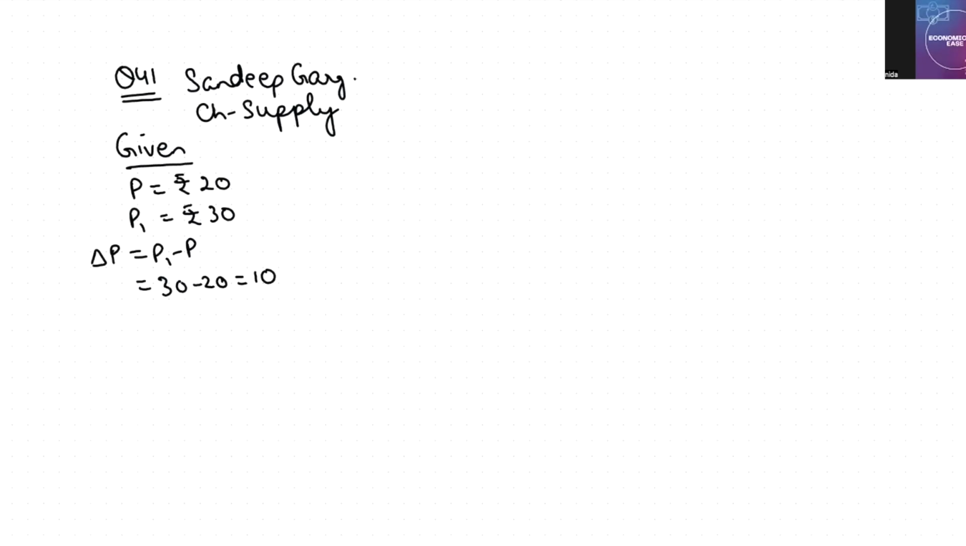Now the revenue of the firm producing this good rises. Now, revenue they are saying, so we will write here revenue, and this is revenue 1, the new one. The revenue of the good rises from rupees 100 to rupees 300. Now you need to calculate elasticity of supply.